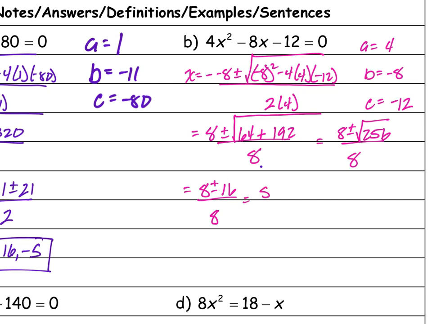And then I get 8 plus 16 divided by 8, and 8 minus 16 divided by 8. And if I do 8 plus 16, that's 24 divided by 8 equals 3. And 8 minus 16 is negative 8 divided by 8 is negative 1.